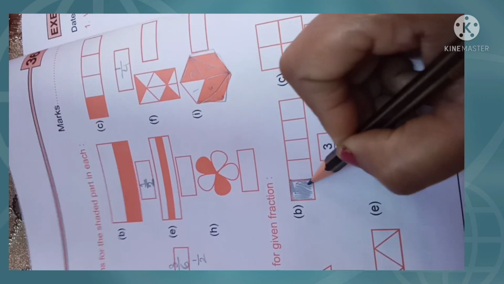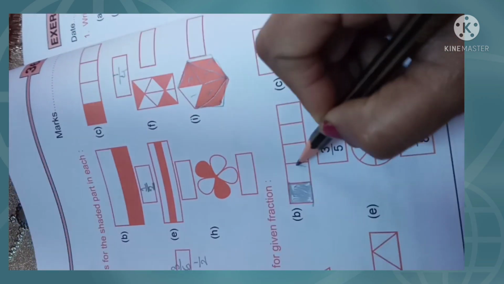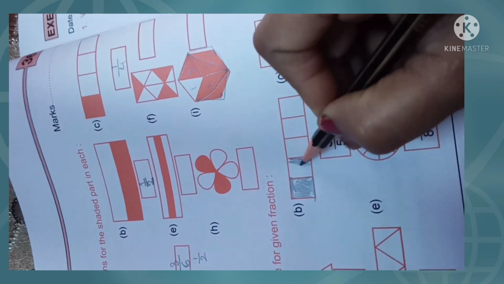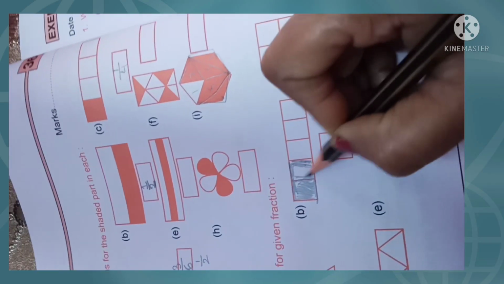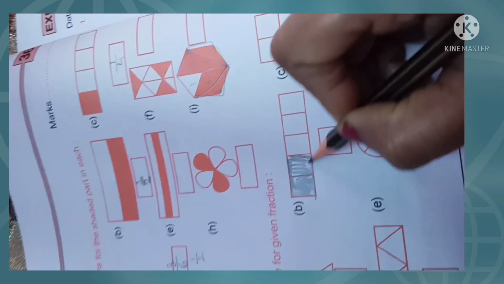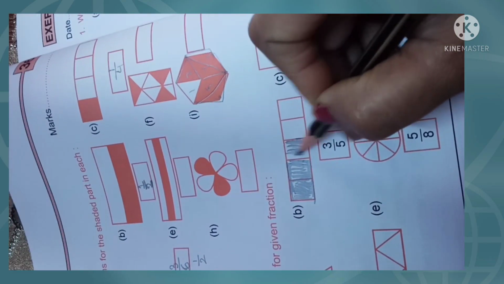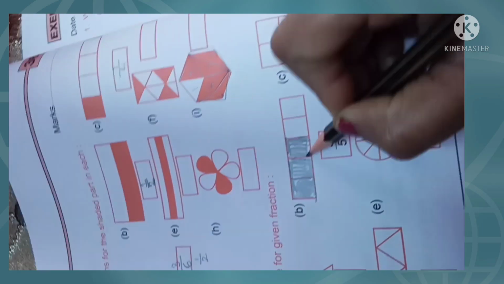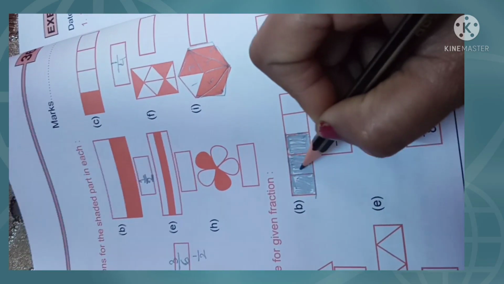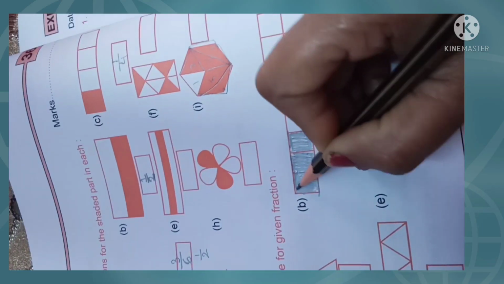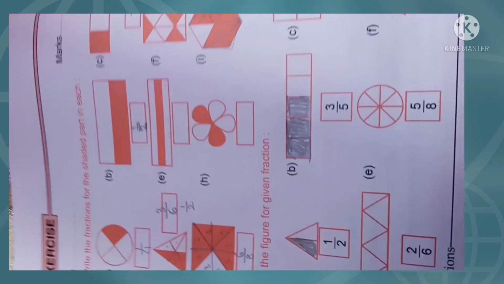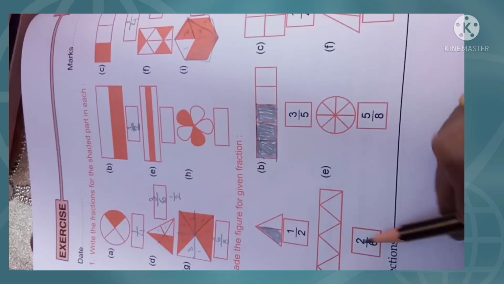Okay, any 3 parts. It's all up to you. I am shading the consecutive 3 parts or in order. You can shade any 3 part like that. Okay, so you will shade in this way. Alright, in this way. Now similarly here 2 by 6.